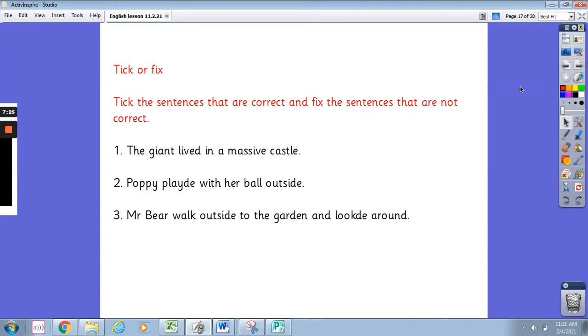Now I would like you to tick the sentences that are correct and fix the sentences that are not correct. So you can write this down on your paper. The first one is the giant lived in a massive castle. The second sentence says Poppy played with her ball outside. And the last sentence is Mr. Bear walked outside to the garden and looked around. Are they correct? If they are not correct, I want you to write them on your paper and fix them, please. So pause the video and do that now.